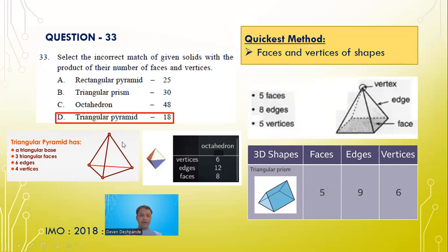But what is a triangular pyramid? A triangular pyramid has a triangular base with a pyramid on it. So how many faces? 4 faces. How many vertices? 4 vertices. 4 fours are 16. Wait, so this should be 12 and not 18. So the correct answer here is 12. So this is the incorrect match, isn't it?